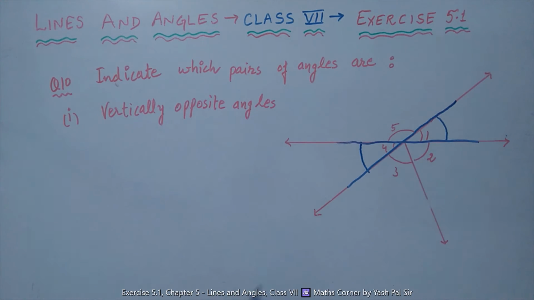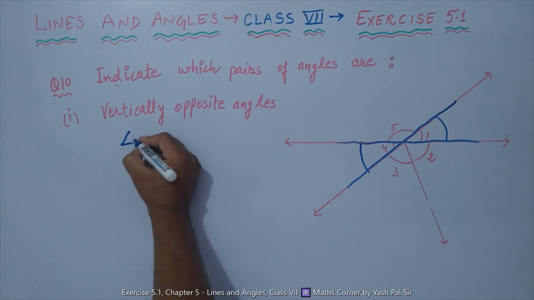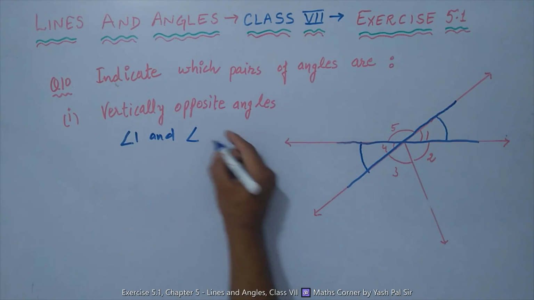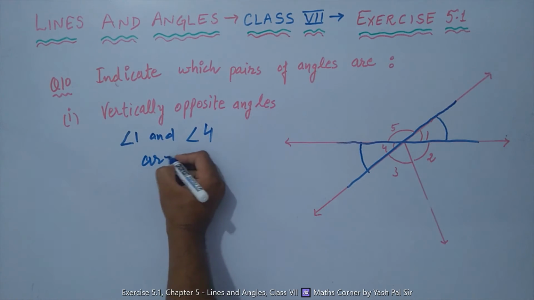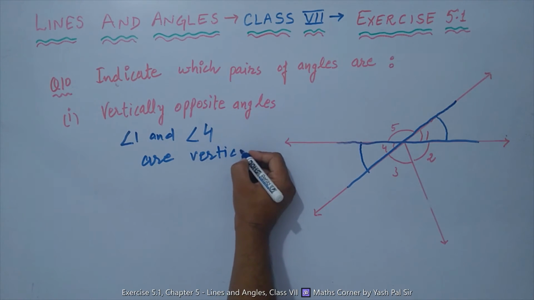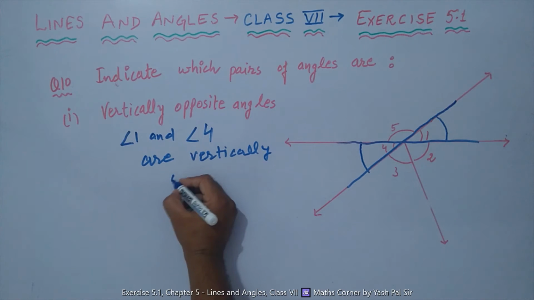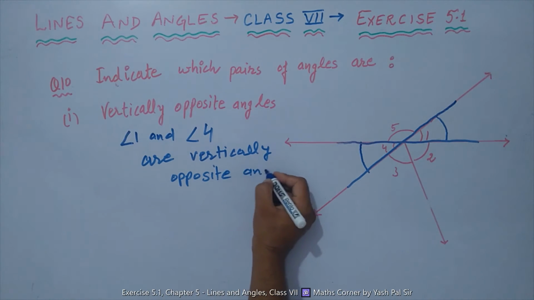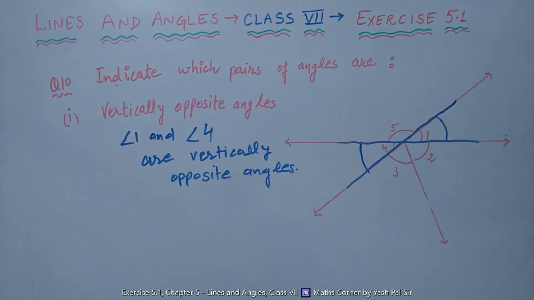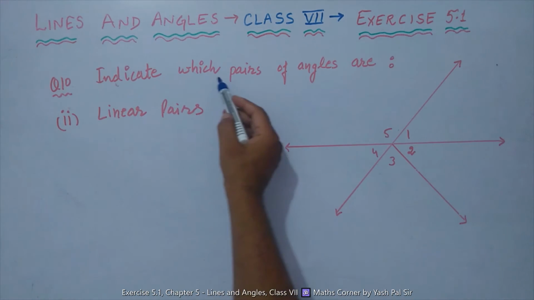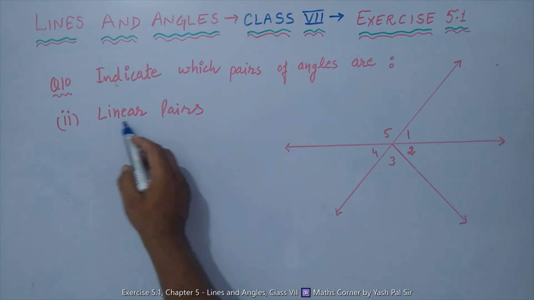They are making cross. Here angle 1 and angle 4 are vertically opposite angles. Right? Now second part is linear pairs. Indicate which pairs of angles are linear pair.